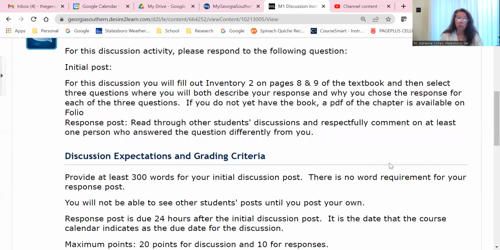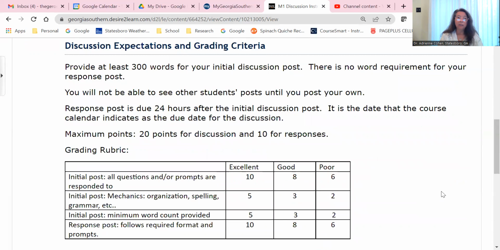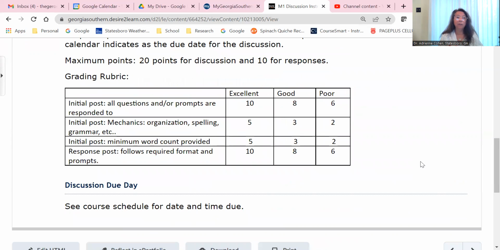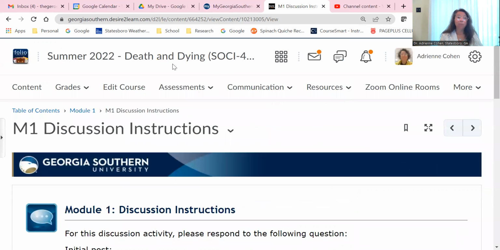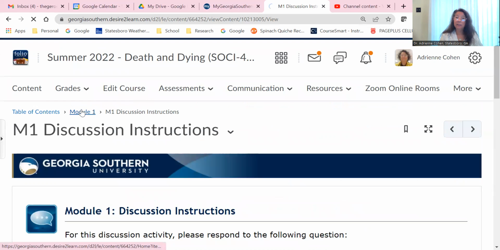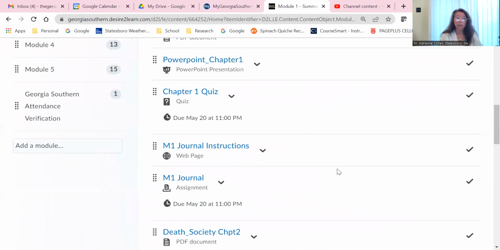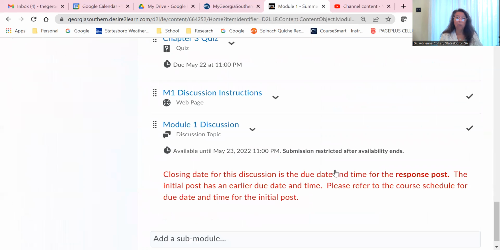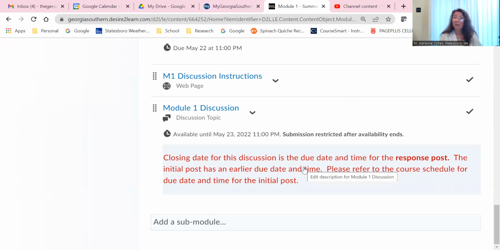There is a grading rubric for all of the discussions. I'm going to show you that. Your initial post, all the questions or prompts are responded to: mechanics, organization, and spelling, grammar count. There's a minimum word count, and then the response. And I'll just remind you one last time that your initial discussion post is due before the due date. And I put that in there in red so that everyone could remember.